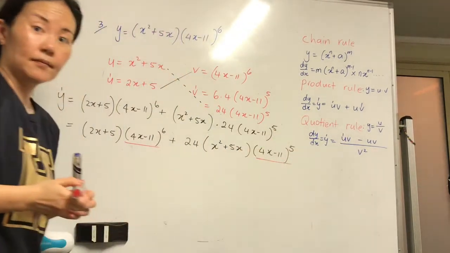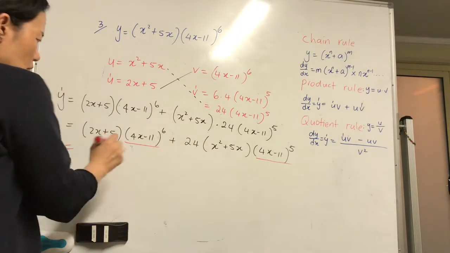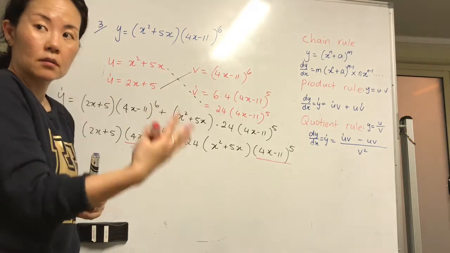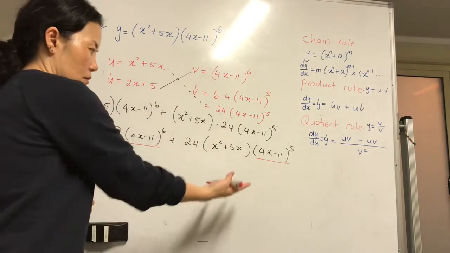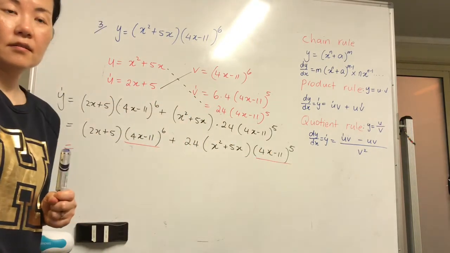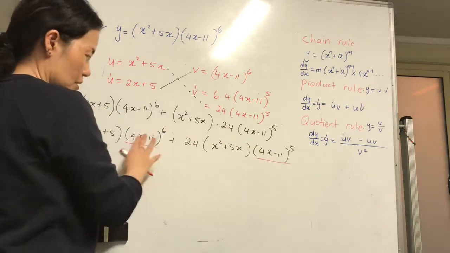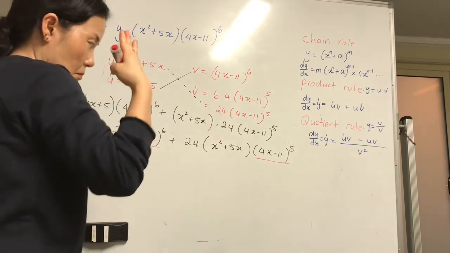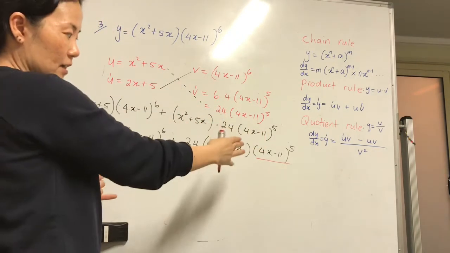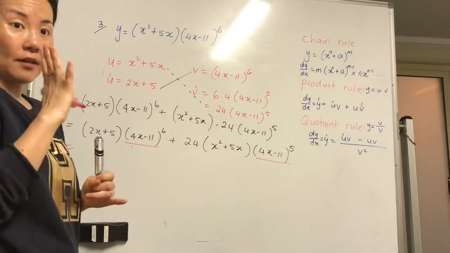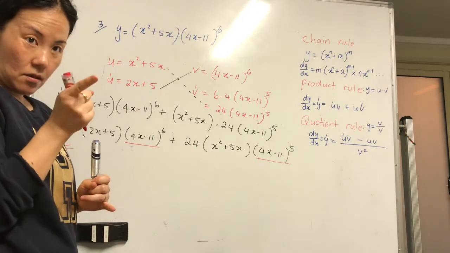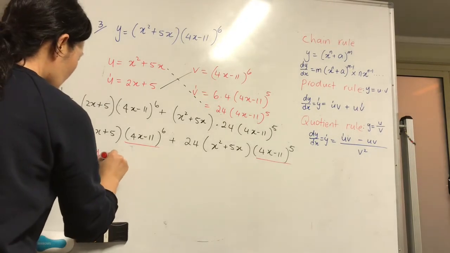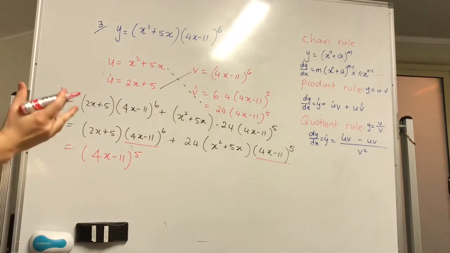common factors, right? What will be my common factors here? 4x minus 11 to the power of 5, isn't it? Because you can't do 6, because this one doesn't have one more. So the maximum you can have as common factor will be 4x minus 11 to the power of 5. Is that right? Yes. So you got 4x minus 11 to the 5. Okay, I'm going to take that out.